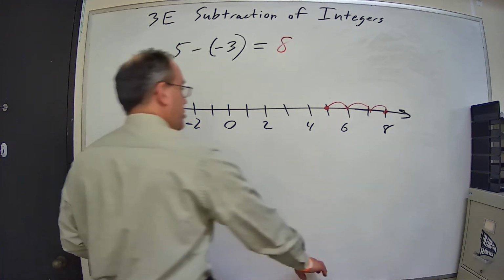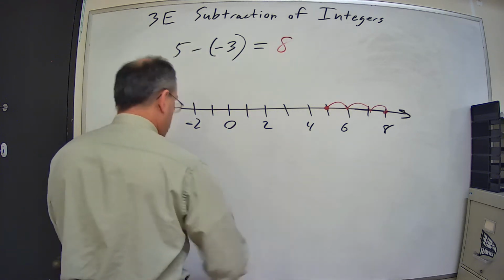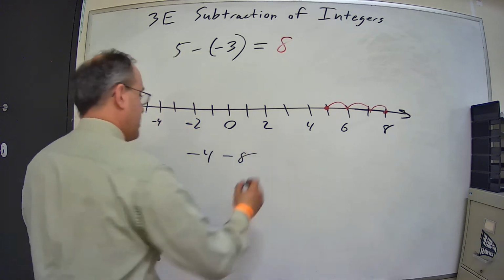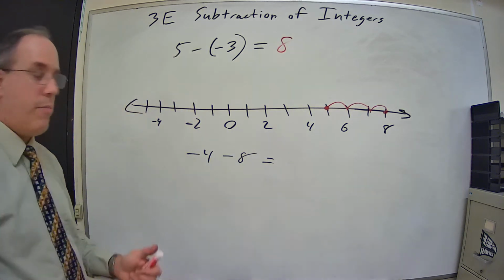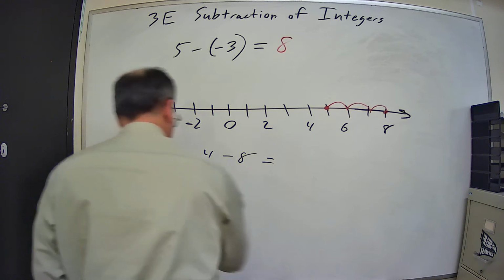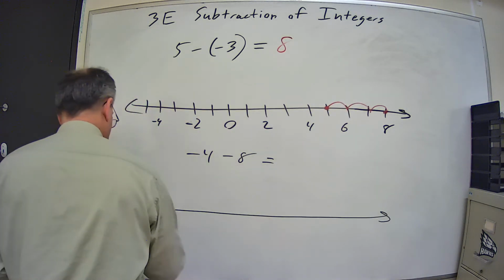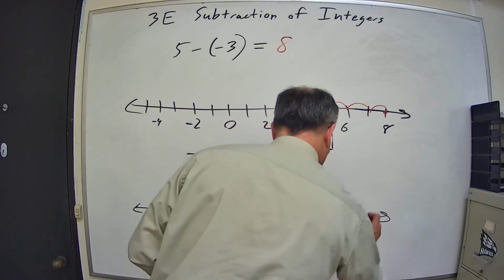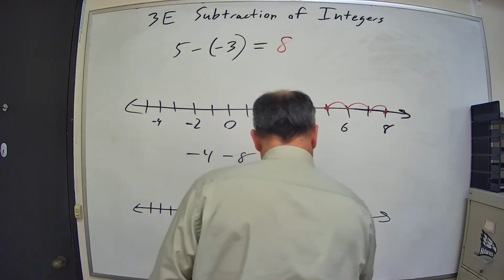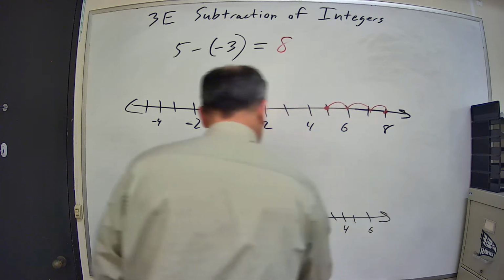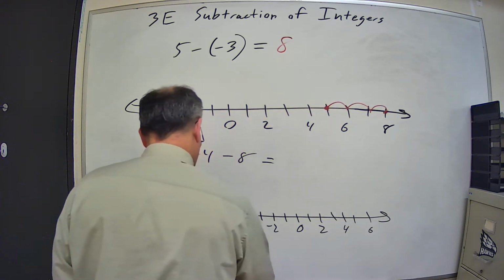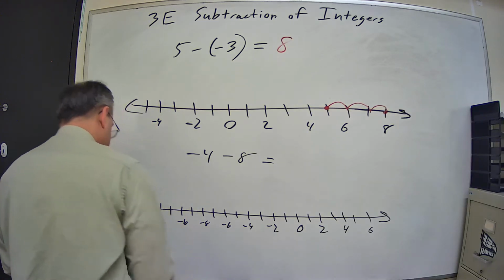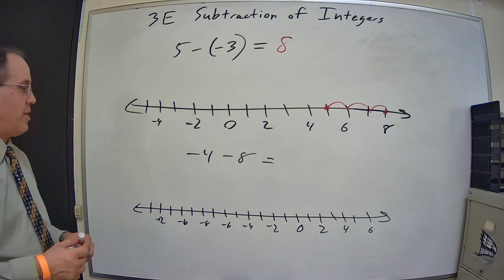But let's try another one just to see it again. So let's go with negative 4 minus 8. So negative 4 minus 8. So we're going to draw a number line on here. 0, 2, 4, 6, negative 2, negative 4, negative 6, negative 8, negative 10, negative 12. Okay, so I numbered my number line.